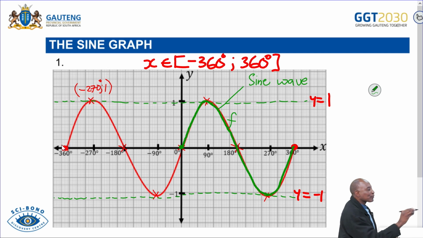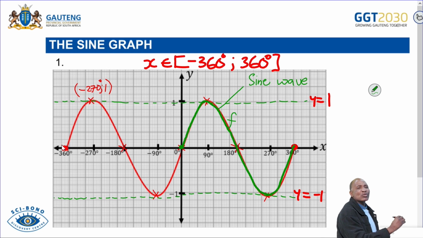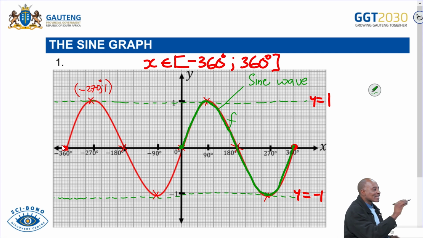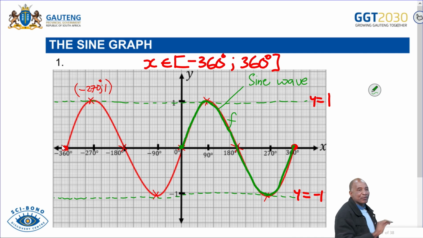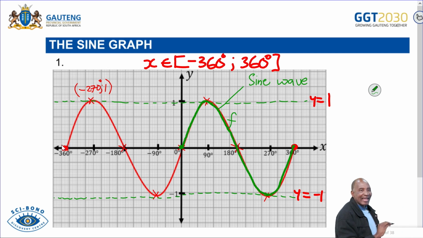You'll realize that from 0 to 360, many a times we prefer to use the positive side. So from 0 up to where it comes back to cross going up again is after 360 degrees. From 0 to 360 degrees is a complete wave. That's what we mean by a complete cycle. That's a complete cycle of our basic sine function.